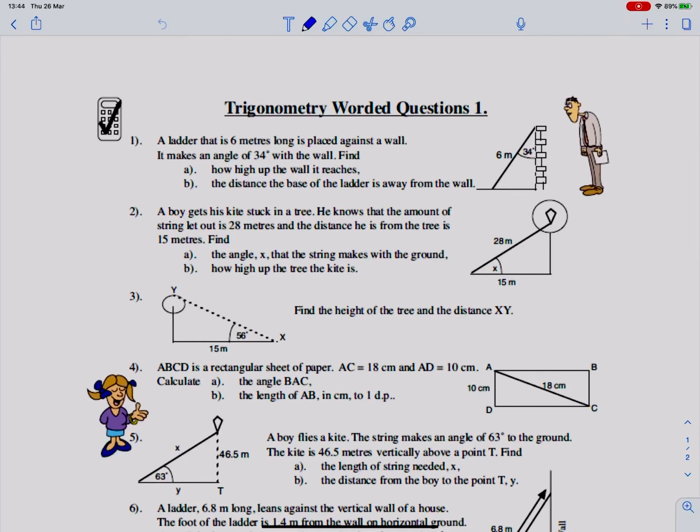Hi guys, so I've had a few emails about finding the worded questions task quite challenging. So I was just going to go through a couple of them and show you what you've got to do, and show you it isn't actually that much different to what you had to do before.